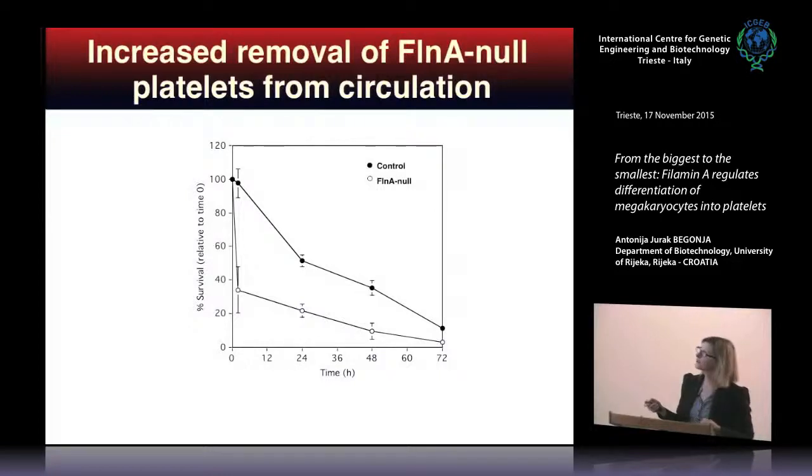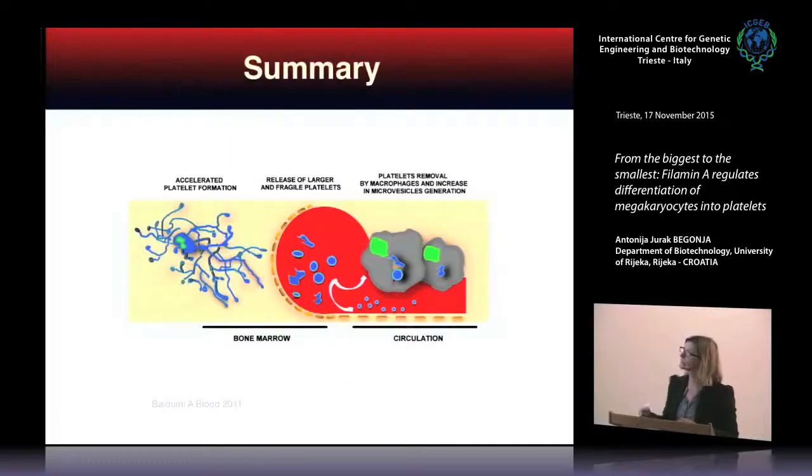So in the case of Filamin A null platelets, you can see that approximately within 2 hours more than 60% of platelets are being removed from circulation, which means the body recognizes them, they are not correct, and they are being cleared fast from circulation, and that this is probably the consequence of low platelet counts in the animals.